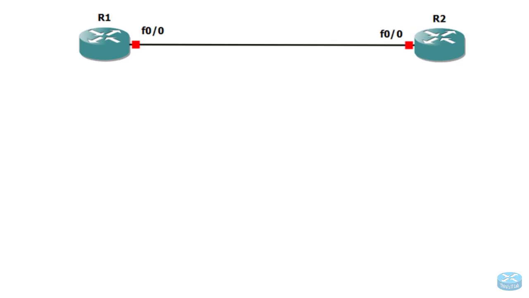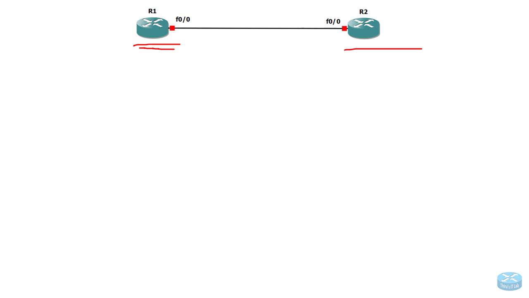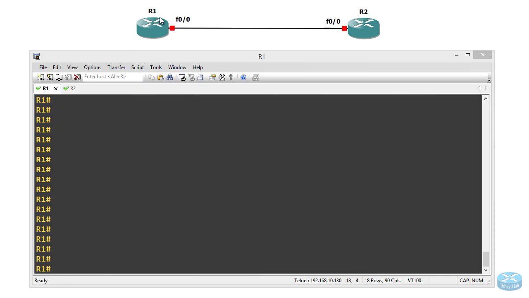We have two routers here, router 1 and router 2. What we are going to do is configure router 1 for SSH, and then access router 1 from router 2. I have my two routers up and running, router 1 and router 2. First, we are going to configure router 1 for SSH.